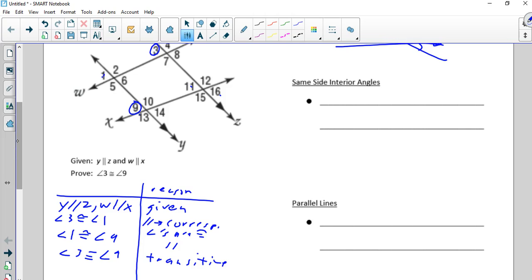Same side interior. Well, we've been using a different term. We've been using consecutive. It's the same thing, same side interior, because they're on the same side of the transversal. But we're using consecutive now. If consecutive interior angles are congruent, lines are parallel.